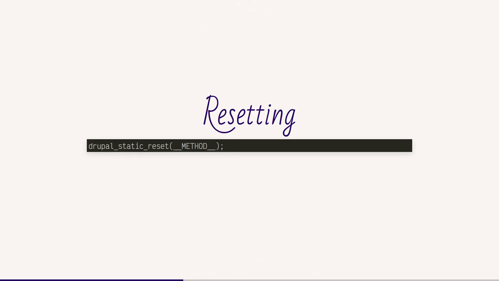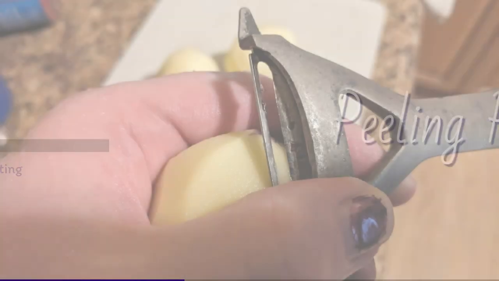How do you reset this stuff? Well, there's drupal_static_reset. And then you just pass the name of the variable you want to reset. That's it. If you're going to overwrite the variable, you don't need to worry about that. You can just call drupal_static like normal.